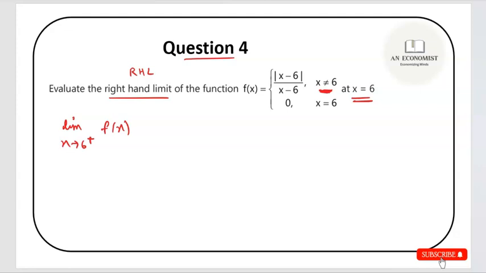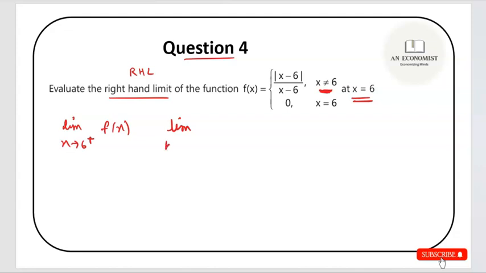Now look at this function. If you put 6 here, what will you get? In the numerator you will have 0, and in the denominator also you will have 0. So when you have the 0 by 0 form, you cannot just put the value 6 here. It will be indeterminate in nature, right? So what you have to do here is write like this.